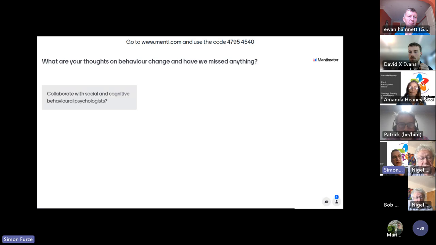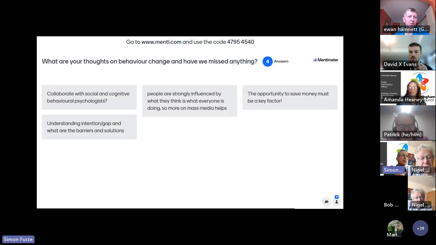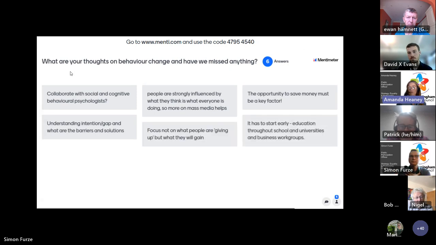And I'm hoping the Mentimeter is working. But Amanda, in between while people, yeah. So Deborah said changing the values away from material possessions and consumerism. I know that's a conversation that goes on in my friend circle all the time. We talk for hours about that subject.